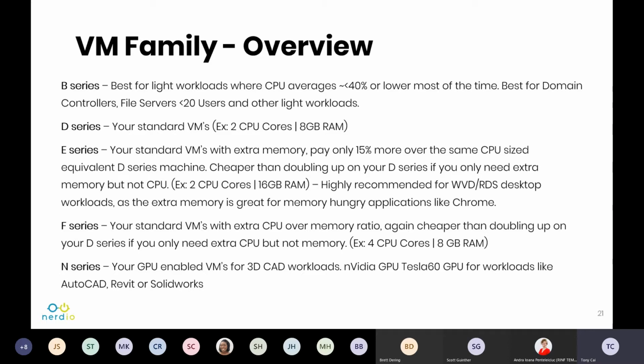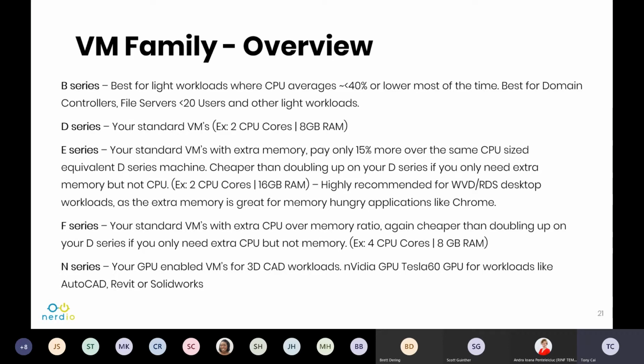And then lastly, we have your N series machines, right? So these are GPU enabled machines for 3D CAD workloads. NVIDIA's got the Tesla M60 card. AMD just came out with a new one. These are for your applications like AutoCAD, Revit, and things like SolidWorks.